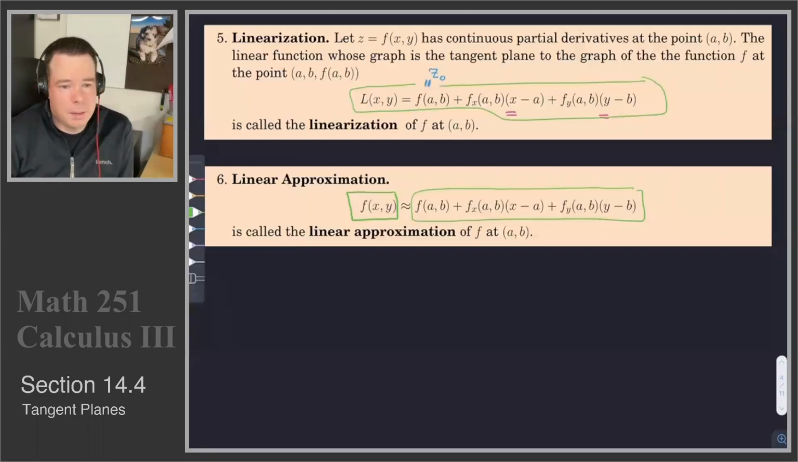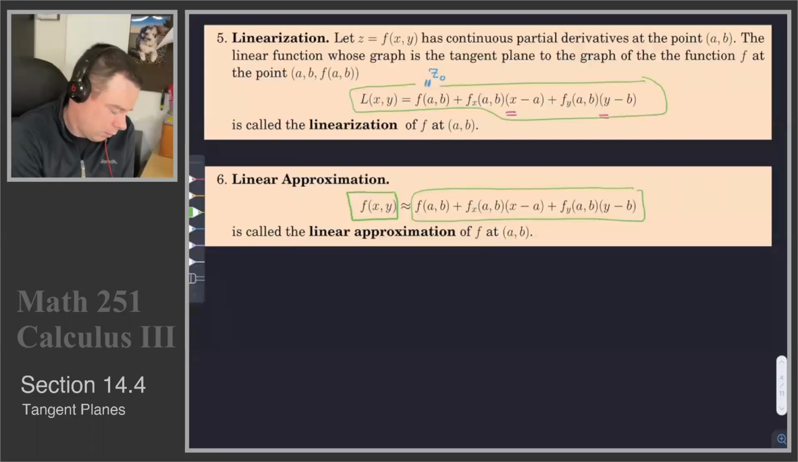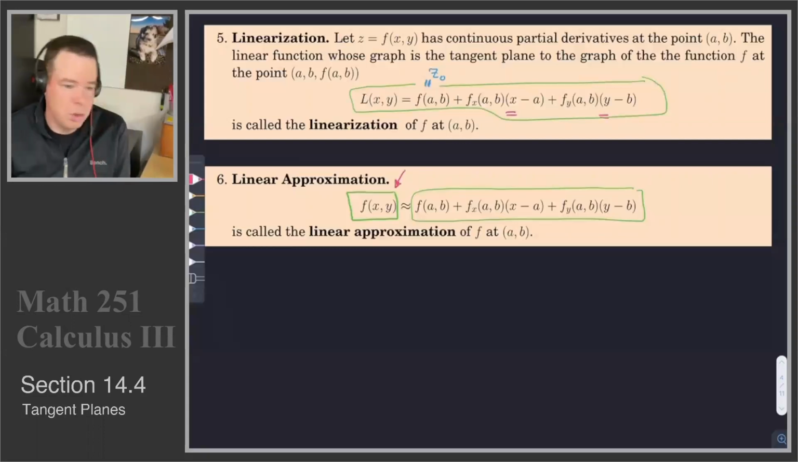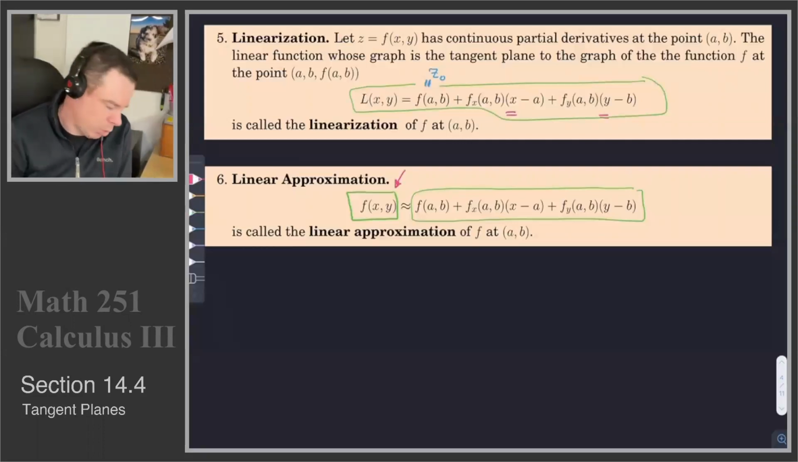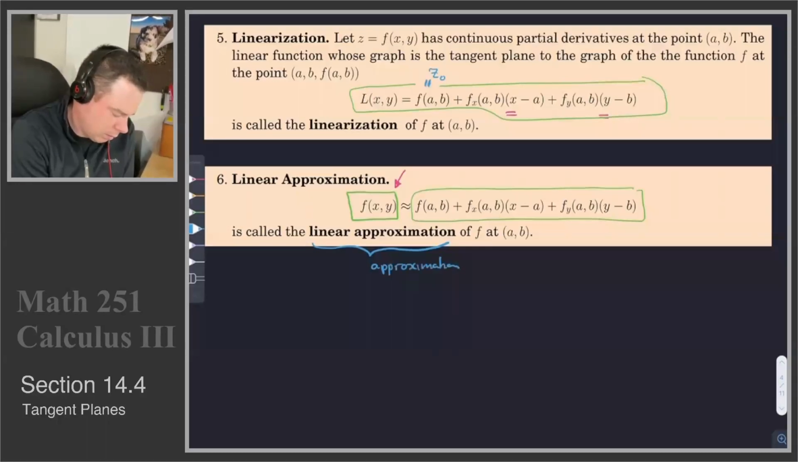And the technique of doing a linear approximation is taking our function f of x, y, which I've written here, and using the linearization to approximate it. So this is essentially approximation via the tangent plane. So linear approximation is approximation of z equals f of x, y by the tangent plane. So that's what it is.